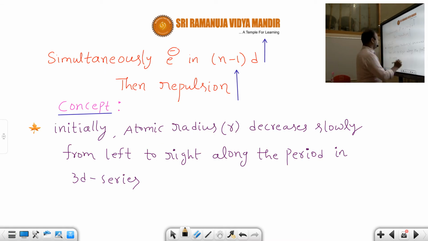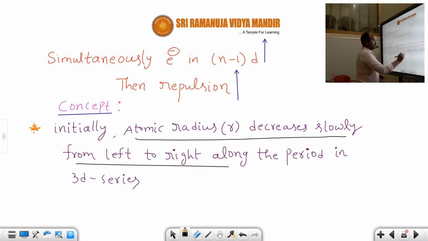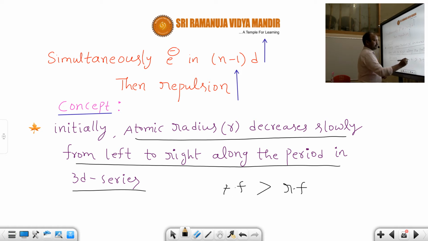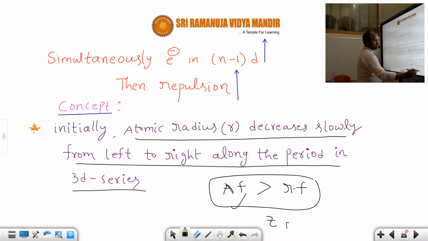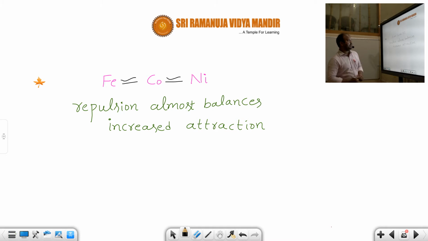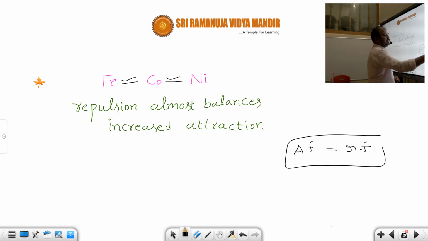So if you take initially, what happens? Atomic radius decreases slowly from left to right along the period. What is the reason? Compared with repulsive forces, the attraction force is more predominant, more dominant. That's why effective nuclear charge increases. Effective nuclear charge increases, radius decreases. But in the case of the middle part, what happens? In the middle part, attraction forces and repulsive forces are balancing each other.